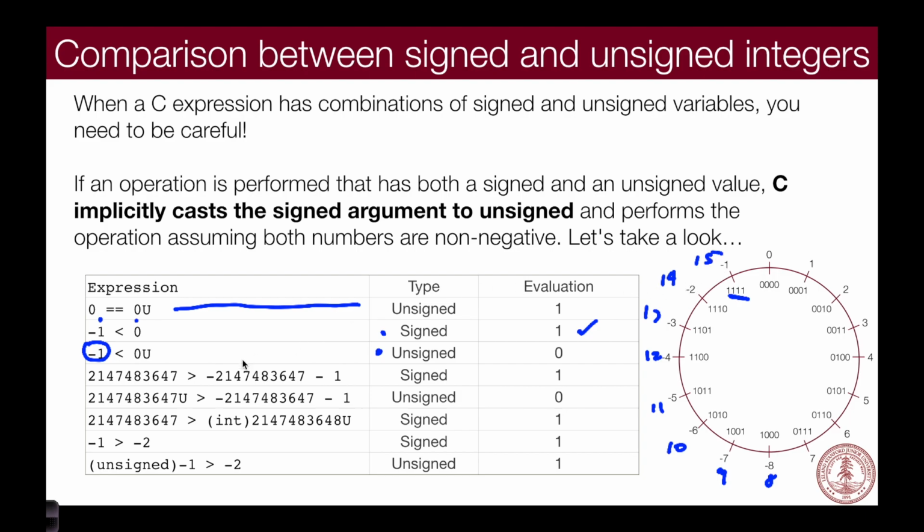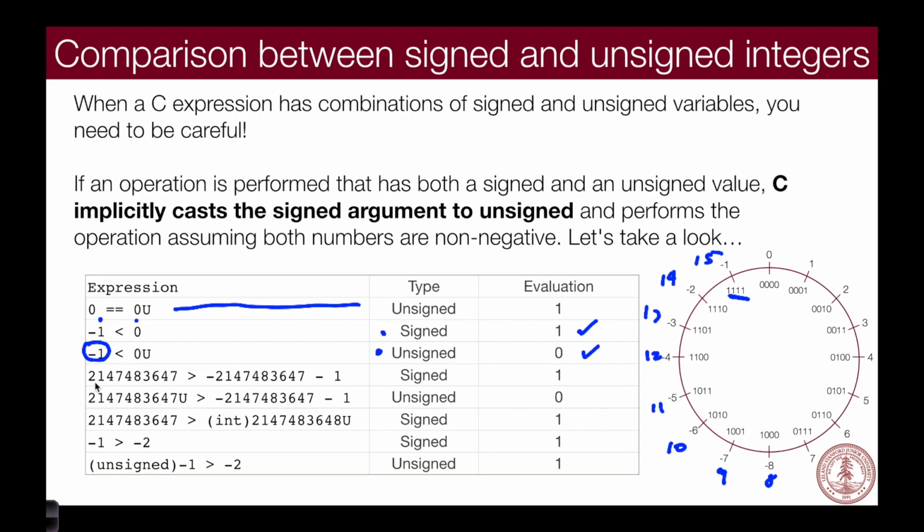Okay? And it says, is 15 less than 0? No. So the answer is false. That's what's happening here. When the compiler sees -1 versus 0u, it says, I'd better treat both of them as unsigned, and therefore I'm going to say, is 15 less than 0? No, that's not true.